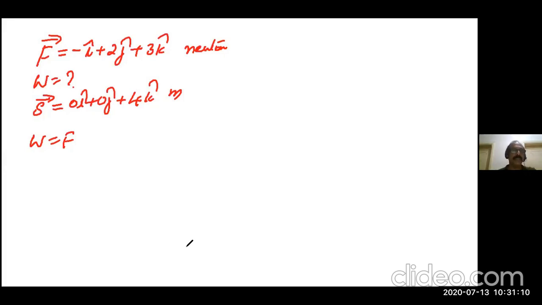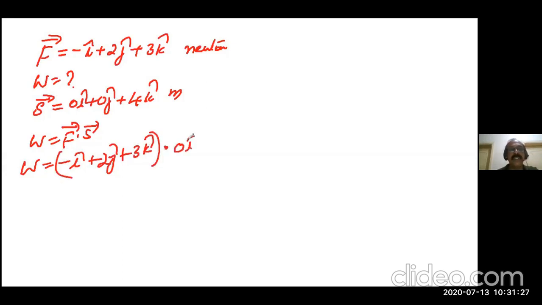Okay, now look. W is equal to F dot S. W is equal to minus I plus 2J plus 3K dot 0I plus 0J plus 4K. That is 0, 0, and 3 into 4, 12. So 12 joule.